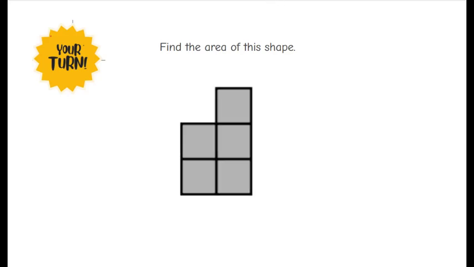We have one more to do. Find the area. Make sure you pause, find it, and then come back. 1, 2, 3, 4, 5. Now, what did we call that? Did we just say 5 squares? I want to hear you say it. Yes, very good. Square units. They're square units. Yes, 5 square units.